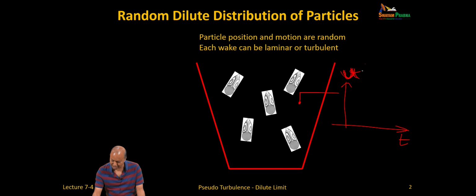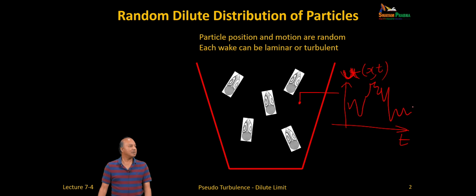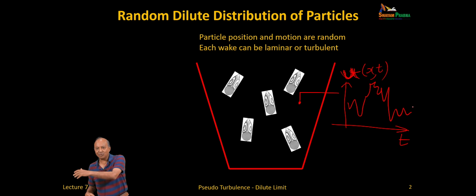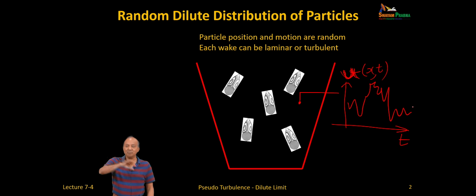At that point, as a function of time, you're going to have a complex signal like turbulence. And this fluctuation, because a wake is passing through you, then another particle comes zipping in a slightly different direction, creating a slightly different wake.